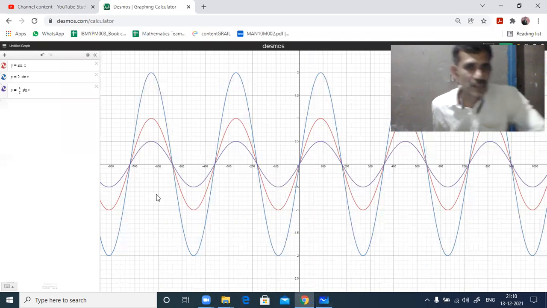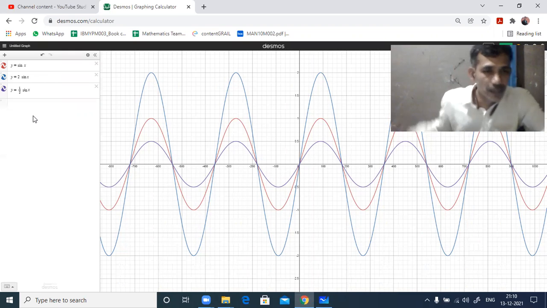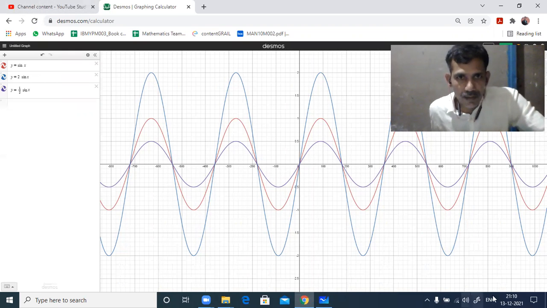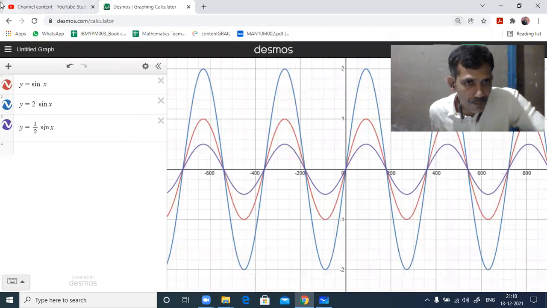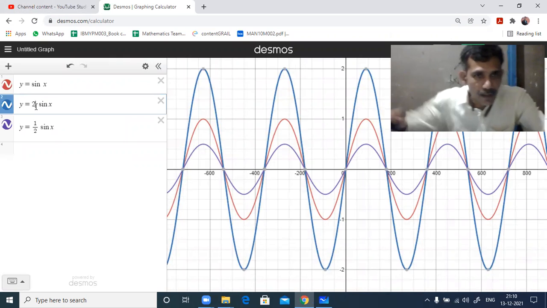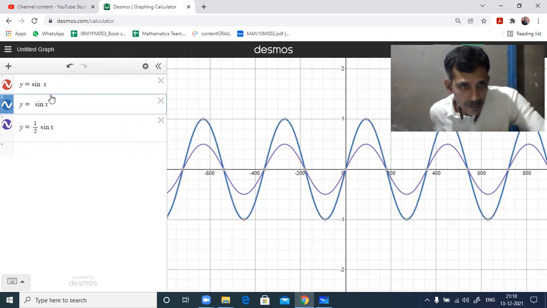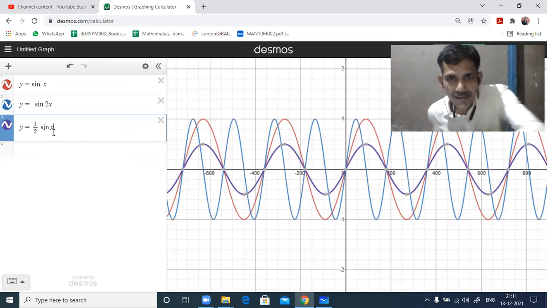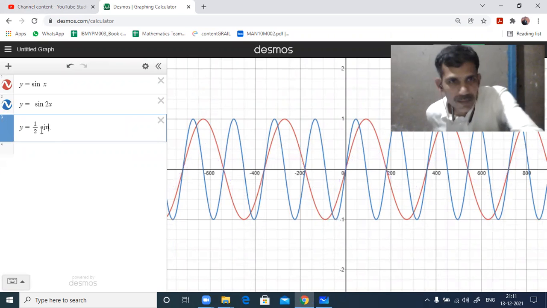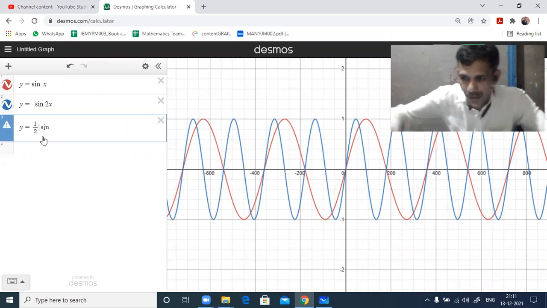I will use the Desmos graphical calculator. Okay, now what I have to do? I can increase the size so that it will be clear for you. Now what I am doing here, I want to multiply that angle with 2. And there is too much mess. The third one, if you remove, okay.